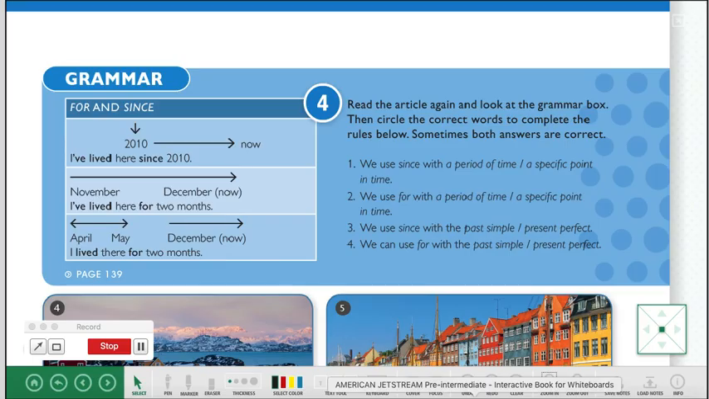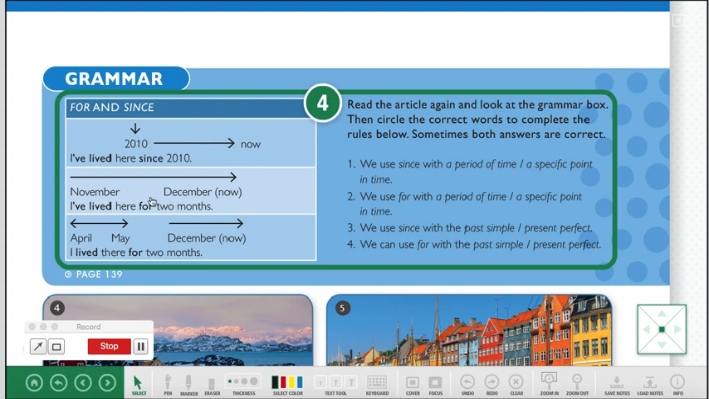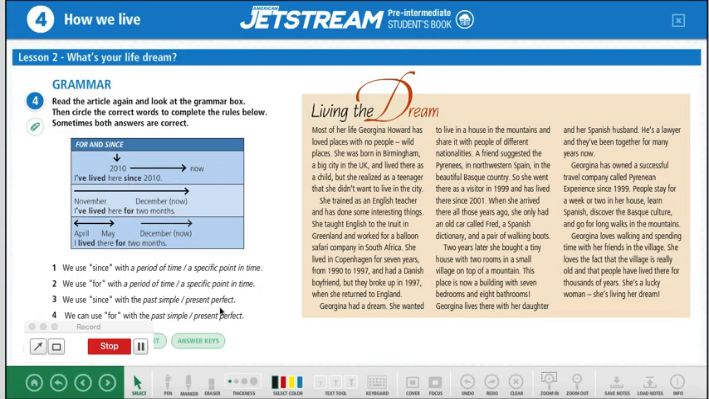That's the idea. Now let's go to the book. Look at these dots or arrows. Here we represent the word since, it's like a point, okay? Since 2010 until now. For is the period of time. For example, 2 months, okay, or throughout November and December, okay? And also here, for 2 months, for example, from April to May and from December to now. That's the idea.